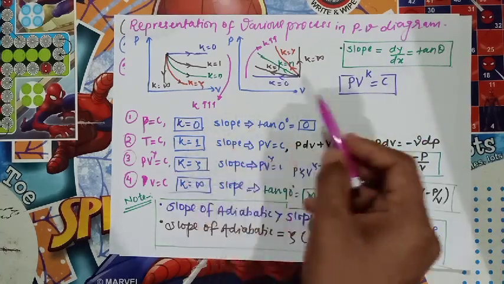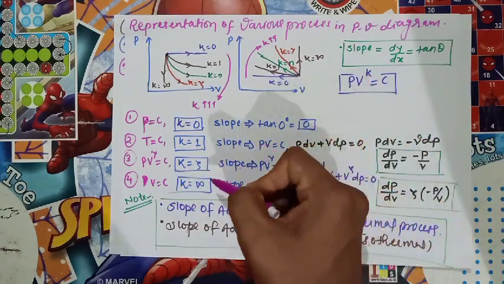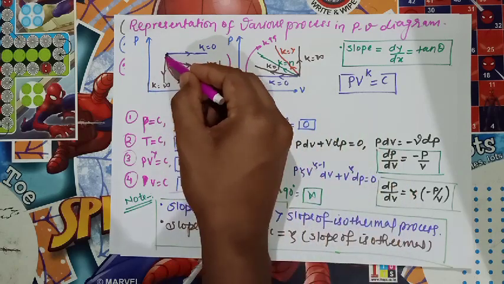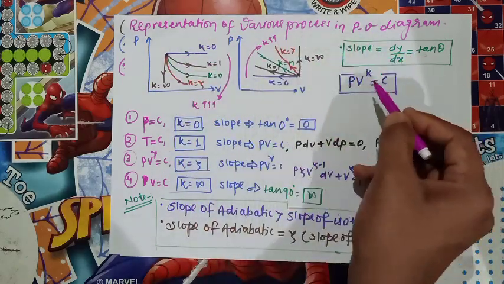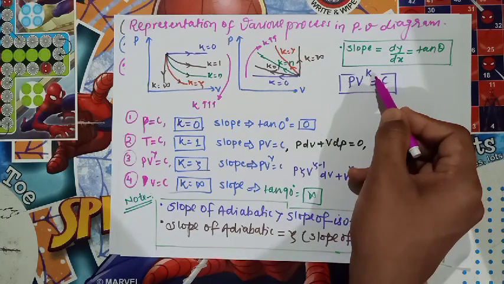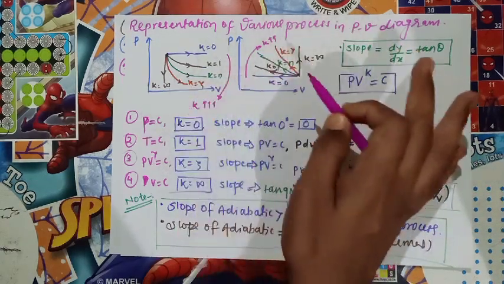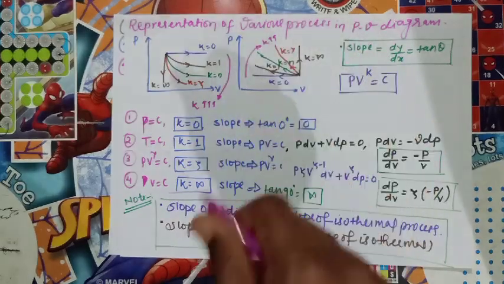Now if the k value is infinite, it means volume is constant. So k equal to infinity, volume is constant. So by changing the value of k, we can express all the processes in the PV diagram.